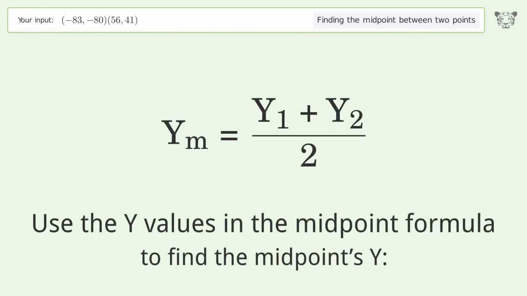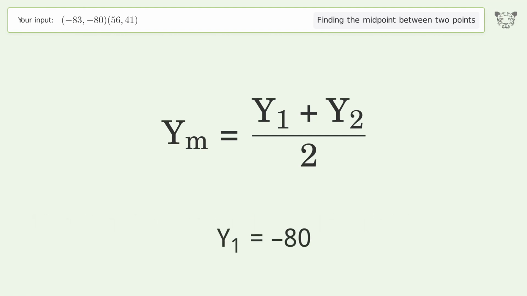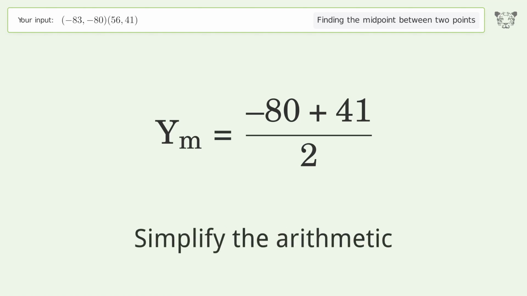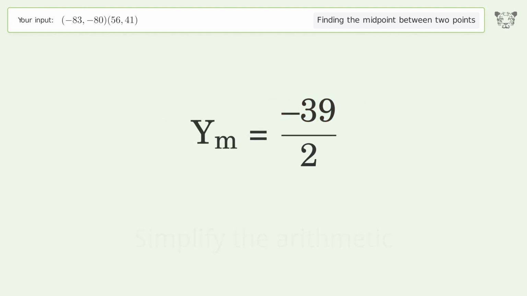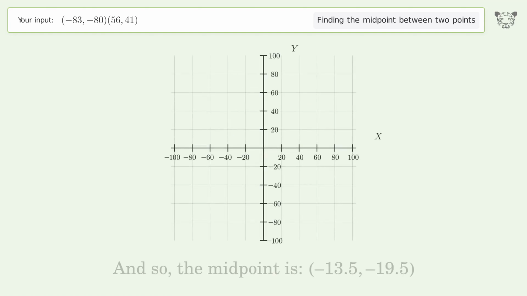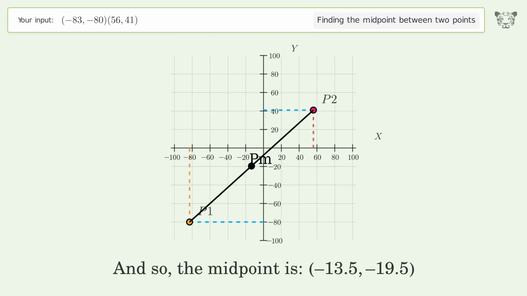Use the y values in the midpoint formula to find the midpoint's y. y1 equals -80. y2 equals 41. Simplify the arithmetic. And so, the midpoint is -13.5, -19.5.